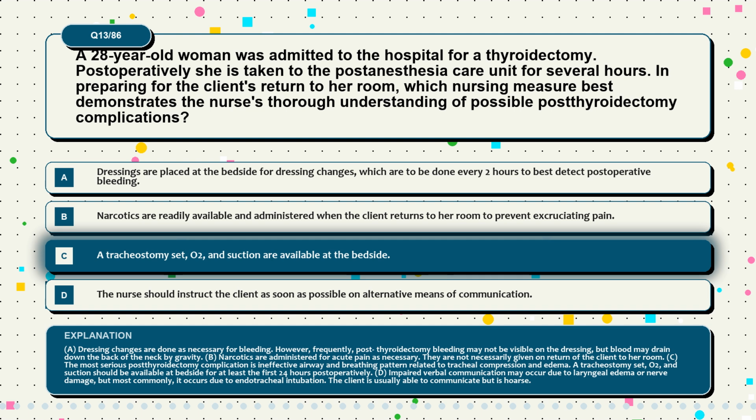C. The most serious post-thyroidectomy complication is ineffective airway and breathing pattern related to tracheal compression and edema. A tracheostomy set, O2, and suction should be available at bedside for at least the first 24 hours postoperatively. D. Impaired verbal communication may occur due to laryngeal edema or nerve damage, but most commonly it occurs due to endotracheal intubation. The client is usually able to communicate but is hoarse.